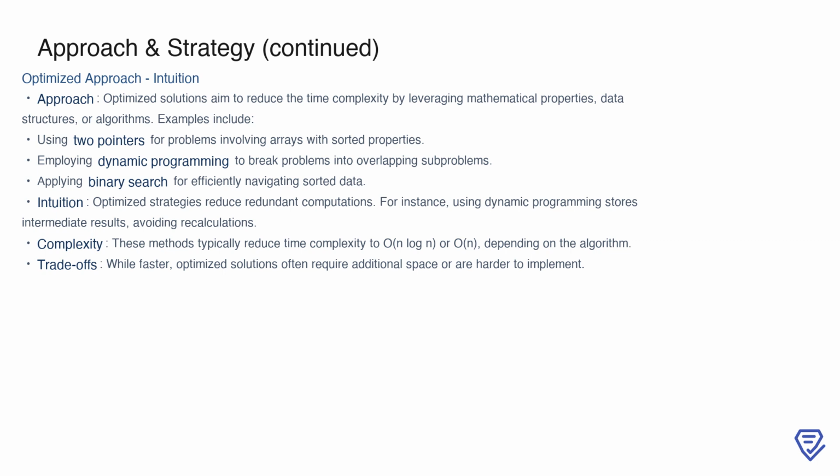As we aim for more efficient solutions, optimized approaches come into play. These strategies reduce time complexity by leveraging mathematical properties, efficient algorithms, or specialized data structures. For instance, problems involving sorted arrays can benefit from techniques like two-pointers, which minimize redundant iterations. Dynamic programming is another powerful tool, especially for problems with overlapping subproblems, as it stores intermediate results to avoid repeated calculations. Similarly, binary search is a go-to method for efficiently navigating sorted data, reducing the search space exponentially.